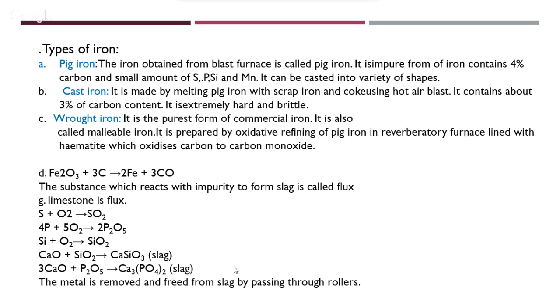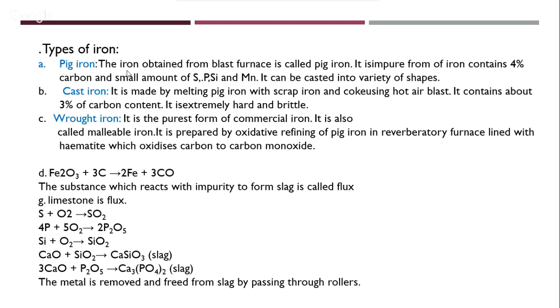Now what are the different types of irons? Of course, you have pig iron. The iron which is directly obtained from the blast furnace is called pig iron, and it is a very impure form of iron. It contains almost 4% of carbon. Also impurities like sulfur, phosphorus, silicon, manganese are all present in there.